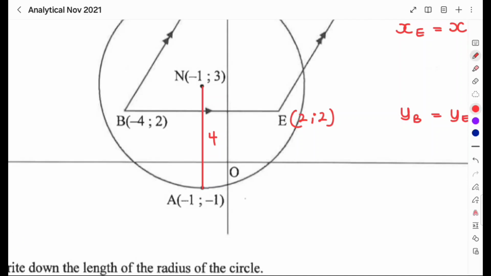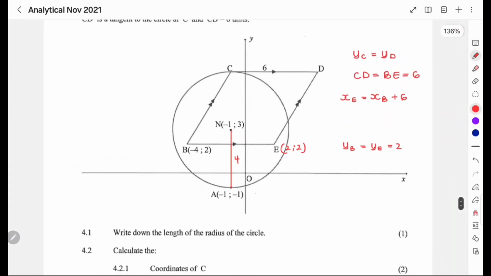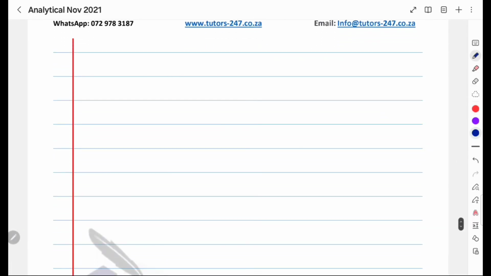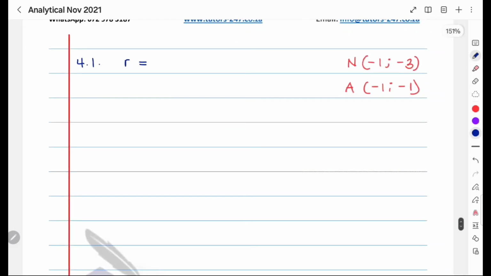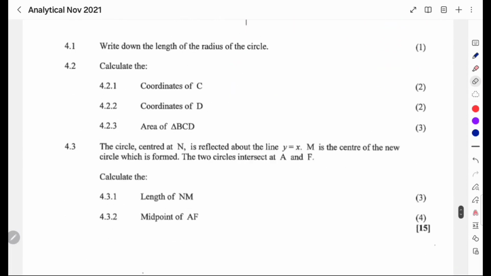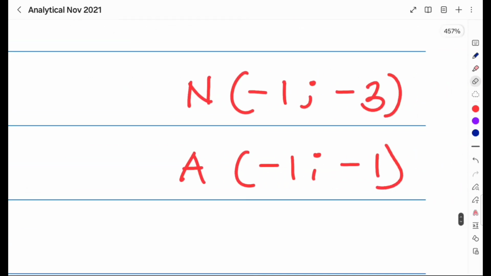Alternatively, you could have just used your distance formula using the point N and A. So here, to determine the radius of the circle, this is question 4.1. We're going to use N, which is negative 1 and negative 3, as well as A, which is negative 1 and negative 1. So to determine the radius, we are going to determine the change in height. Let me just confirm the coordinate of N. It is positive 3, not negative 3. So let us change this.